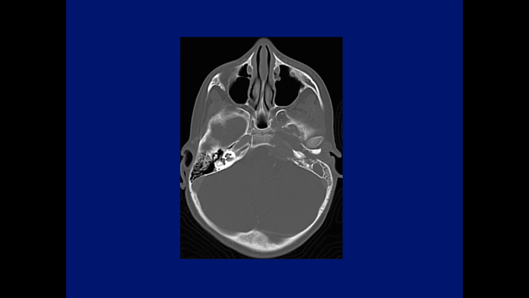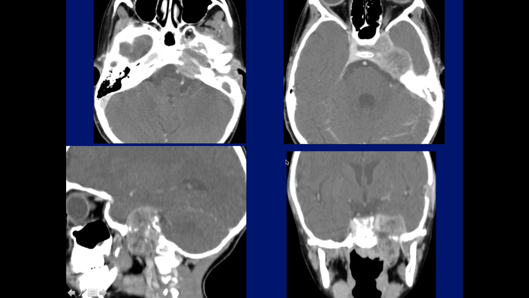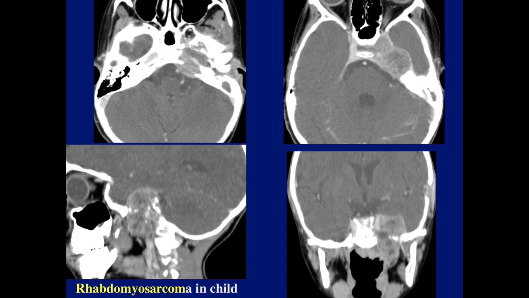Another case, which side is the abnormality on? Correct, as Rich said, left. Mark the erosion of the temporal bone and the clivus. Another massive lesion. And this again was a rhabdomyosarcoma in a child.